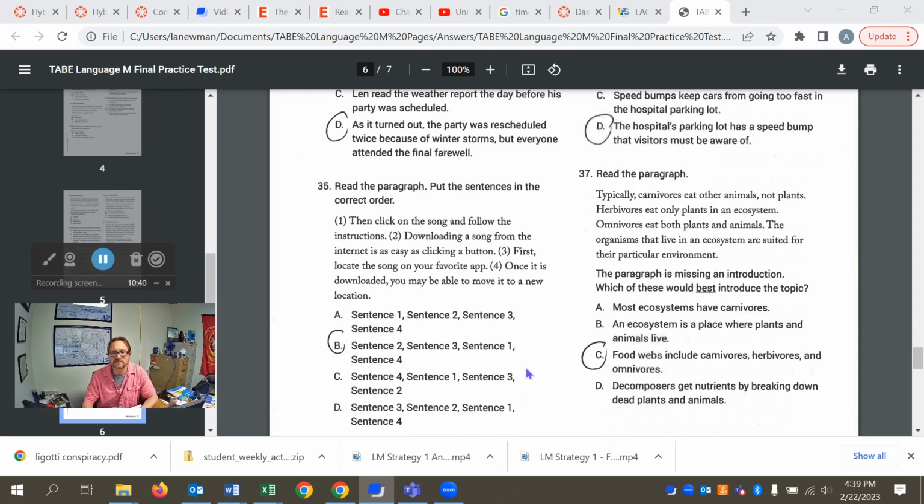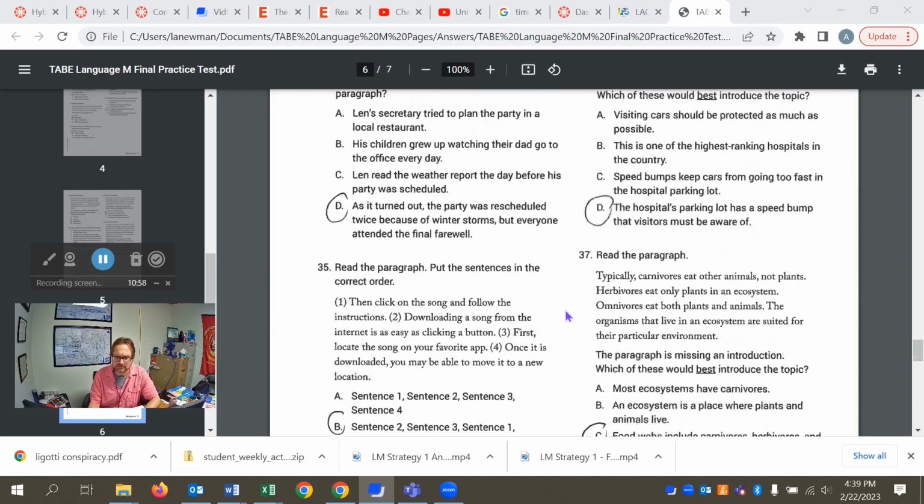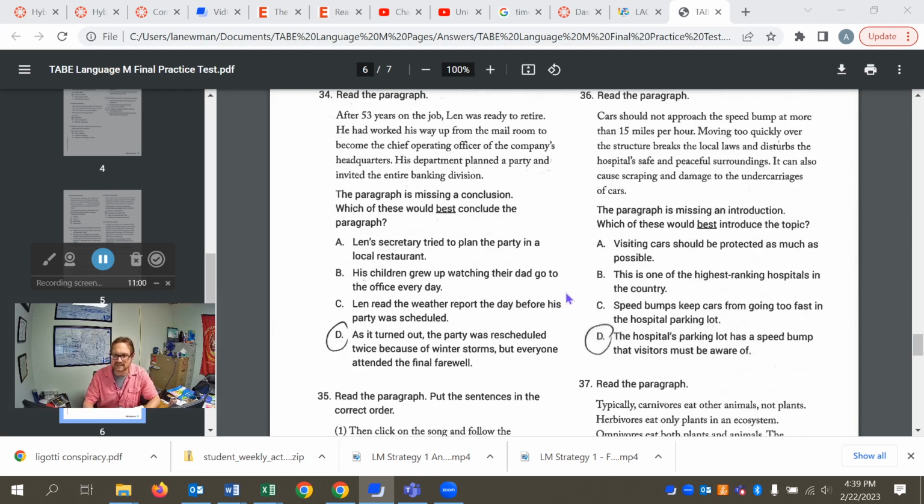Okay, 35, put the sentences in the correct order. So it's B, 2, 3, 1, and 4. I'm not going to read through all of it, but just note that the first sentence should be an intro sentence, the last should be a concluding sentence, and the two in the middle should provide details that support the topic sentence. Okay, 36, we have another missing introduction, and it's D.